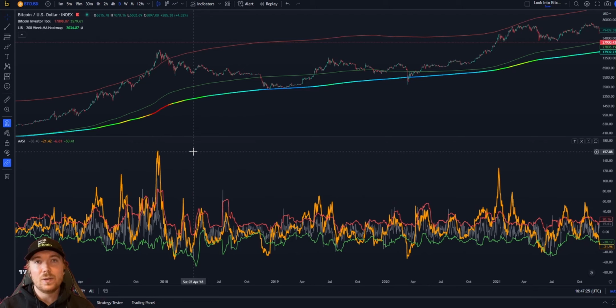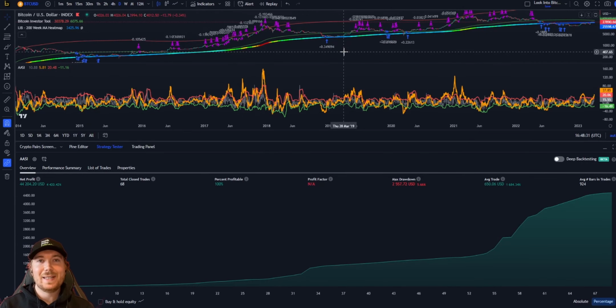So once we collate all of these rules together, how has it actually performed since 2014? So since the 1st of January 2014, this strategy has returned 4,420.42%.